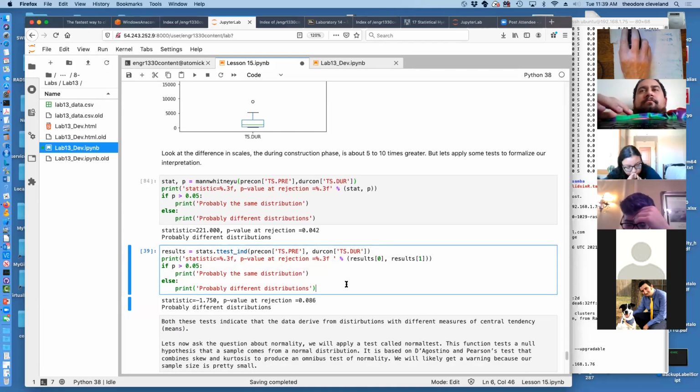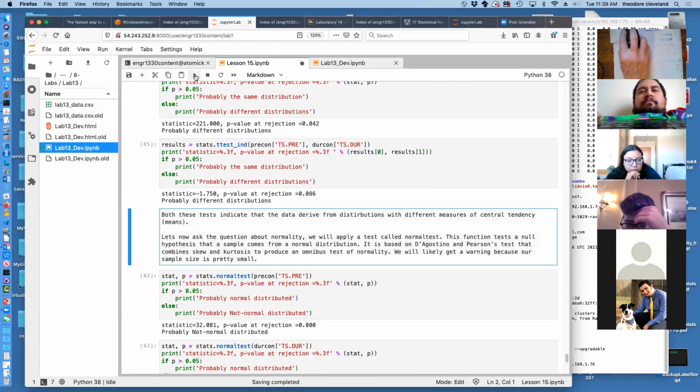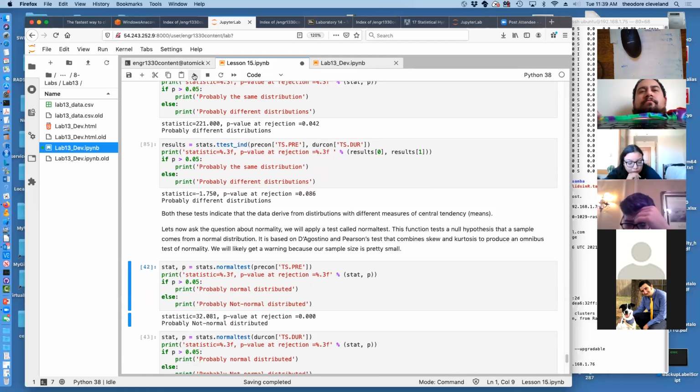If we apply a parametric test, we're going to get the same conclusion, but again, the probability of rejection is going to be bogus. So these tests now indicate that the data came from distributions with different measures of central tendency.